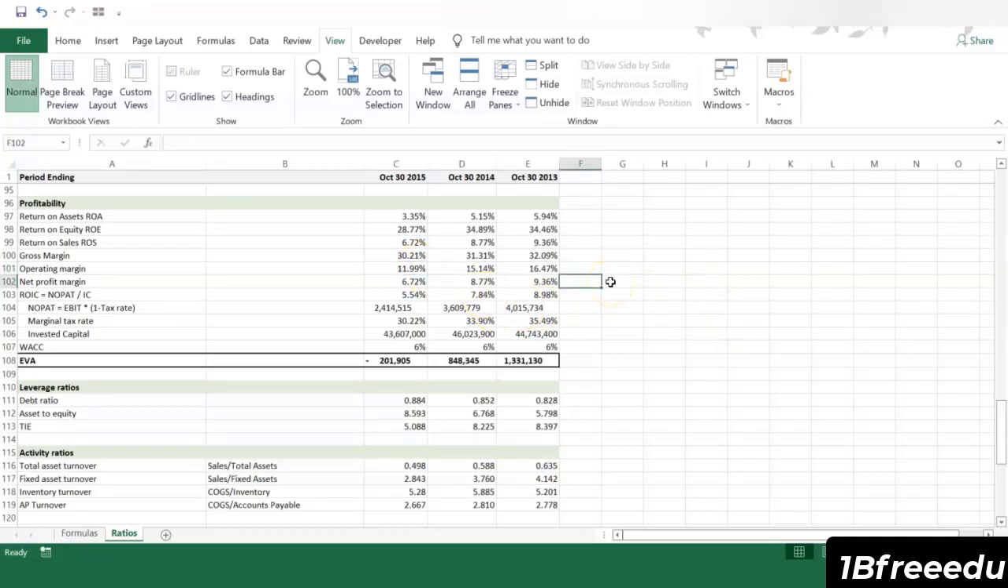Net profit margin measures net income per dollar of sales. And in our case, $1 of sale generates 0.06 of net income. As a rule of thumb, 5% is a low margin, 10% is a healthy margin, and 20% is a high margin. And we are doing relatively okay.